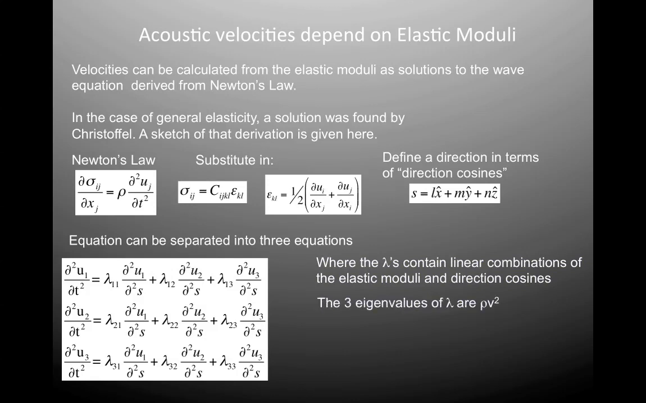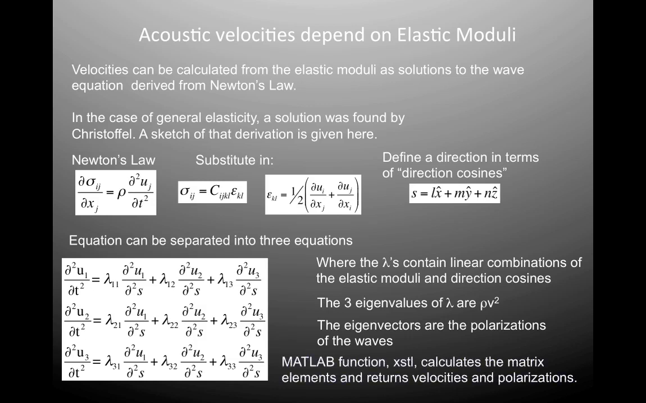The eigenvalues of lambda, since it's a 3x3 matrix, it has, in the general case, three eigenvalues, are equal to the density times the velocity squared. Eigenvectors of lambda define the polarization of the waves. I've provided a MATLAB function extol which calculates matrix elements of lambda and finds the eigenvalues and returns velocities and polarizations. So let's take an example.